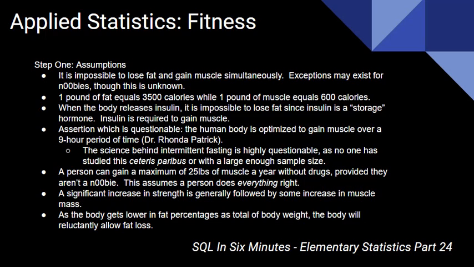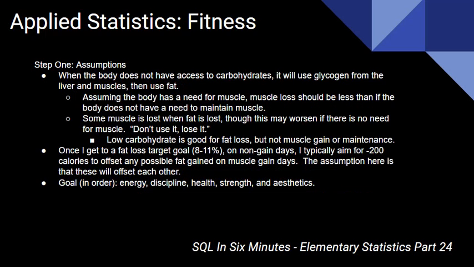And then as the body gets lower in fat percentage as a total of body weight, the body will be reluctant in fat loss. That's another assumption. More assumptions here. When the body does not have access to carbohydrates, it will use glycogen from the liver and muscles, then use fat. So it will deplete the glycogen from the liver and the muscles. That's generally what people lose when they say, oh, I lost 4 pounds. What they lost was a lot of glycogen, a lot of water, and then they lost some fat and maybe some muscle. And of course, assuming the body has a need for muscle, muscle loss should be less than if the body does not have a need to maintain muscle. Again, this is an assumption.